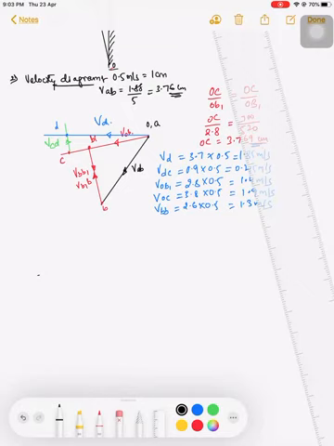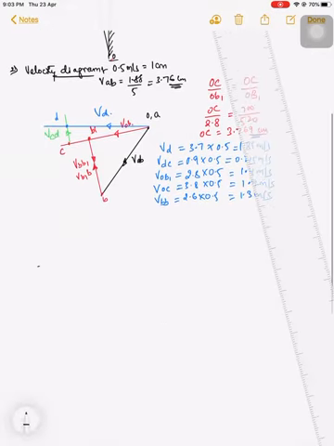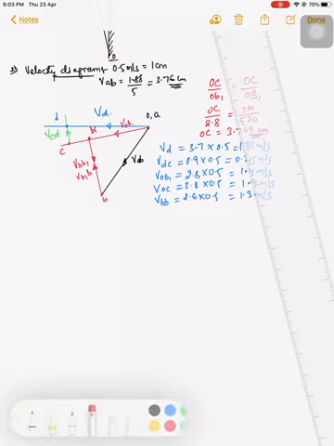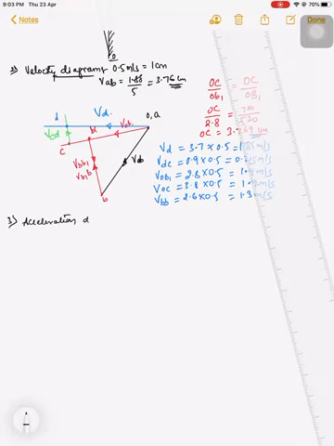Now the next step is drawing the acceleration diagram. Next step is drawing the acceleration diagram. So in order to draw the acceleration diagram, what I am going to do is construct a table.